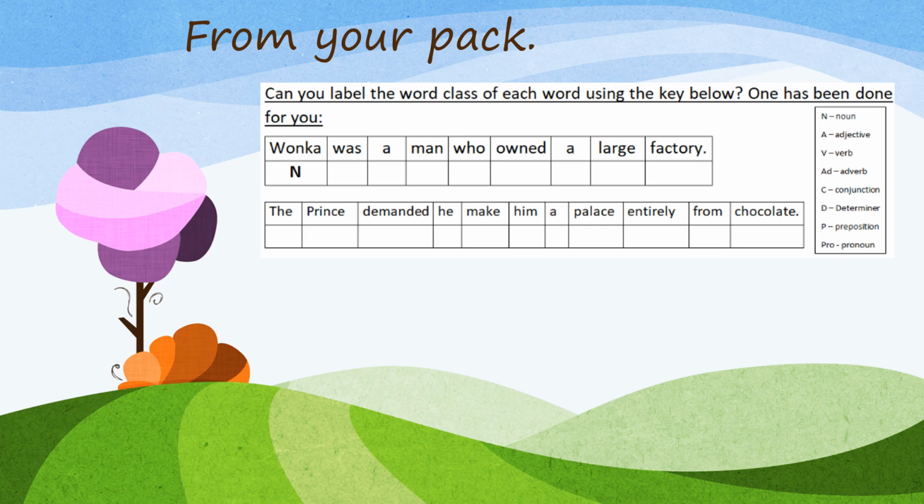This is the activity from your pack that all of that should be helping you with. You have a key down the side of all the different word classes. You need to decide which words are nouns, which are adjectives, etc. Down the bottom we've got determiners, prepositions and pronouns. Prepositions and pronouns we have covered quite a bit of in Year 3, and like I said, determiners are going to happen next week, but just have a go.